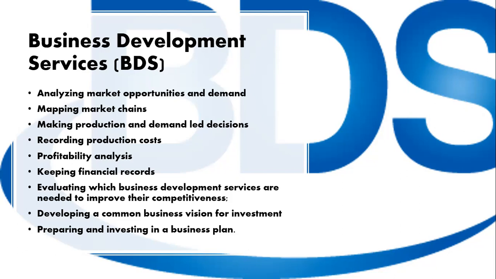Then entrepreneurs can take decisions on where to invest and where to focus more. So the BDS will analyze the market on behalf of the entrepreneurs, mapping the market chain. Normally they analyze the market chain: how the product flows, how the price flows, and how margins vary along the market chain. They map it, and that information is given to the entrepreneurs.